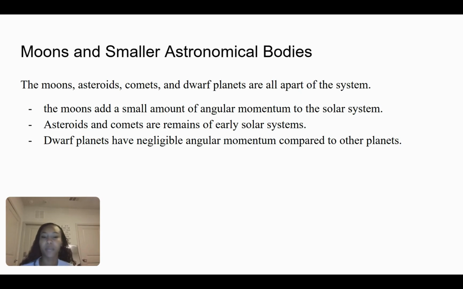The moons and the smaller astronomical bodies, such as asteroids, comets, and dwarf planets, are all part of our system. The moons add a small amount of angular momentum to the solar system as they orbit around their planets. Asteroids and comets are basically remains of earlier solar systems that could have or have existed. And dwarf planets really don't add much angular momentum compared to other planets such as Earth or Jupiter.